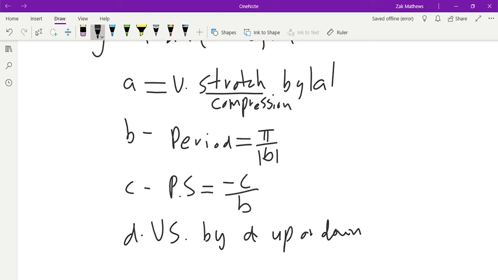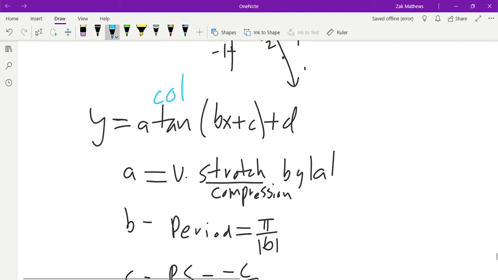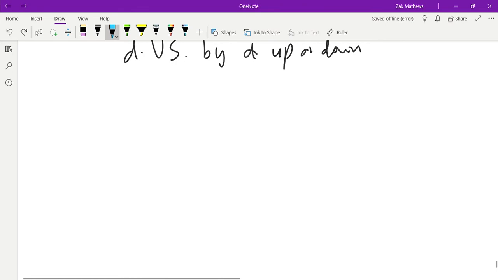Now I called this one tangent, but it would work the exact same as if I'd said, hey, this is cotangent. They're going to play out the same. Remember, a negative in front of the function up here would give us a reflection about the x-axis, and if we were to instead have put the negative on the b, that would be a reflection about the y-axis.